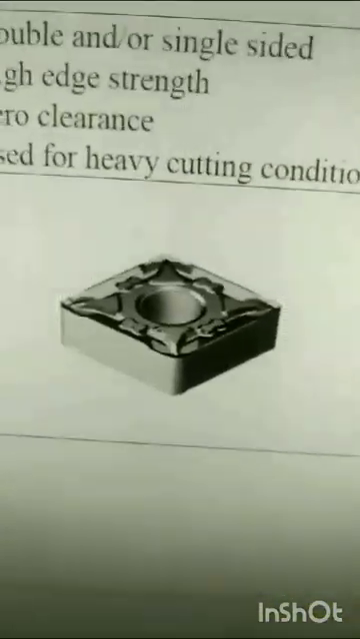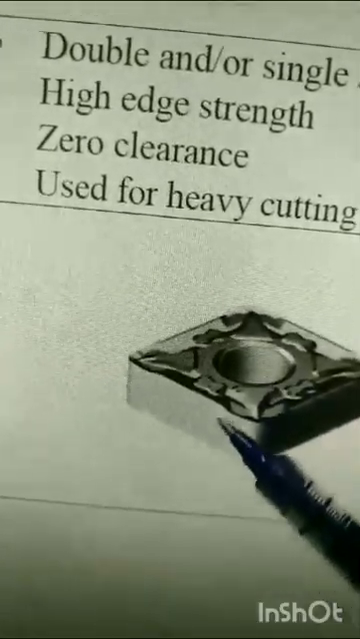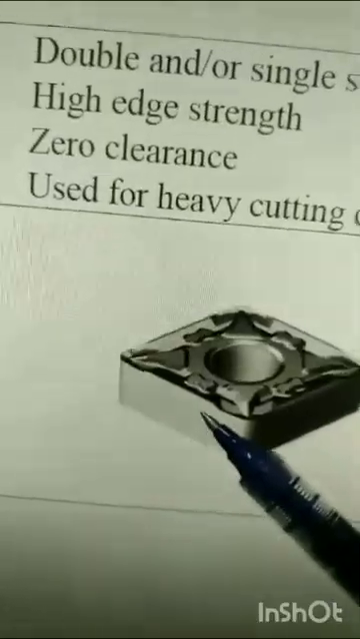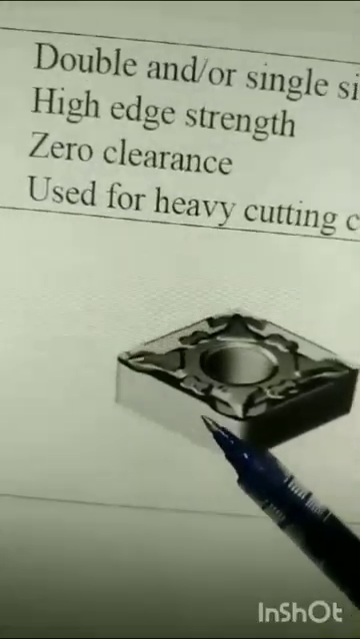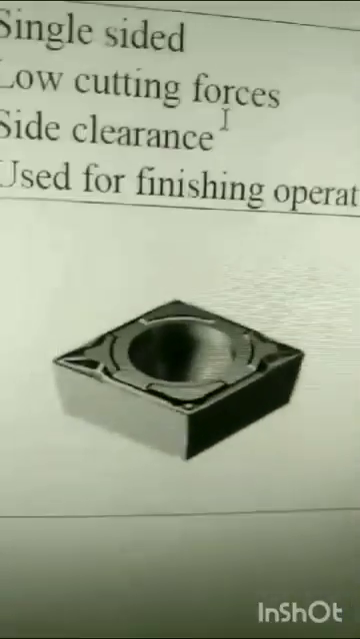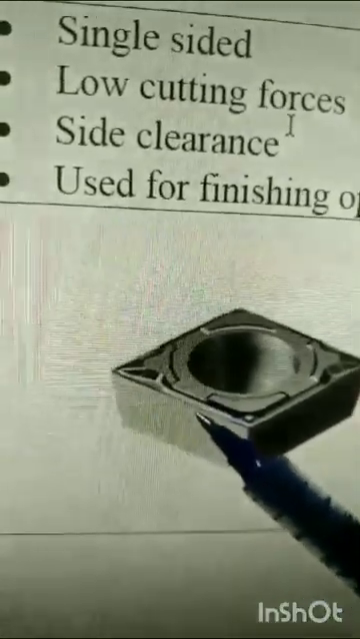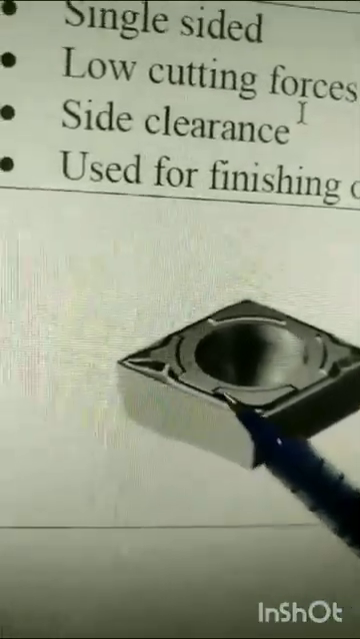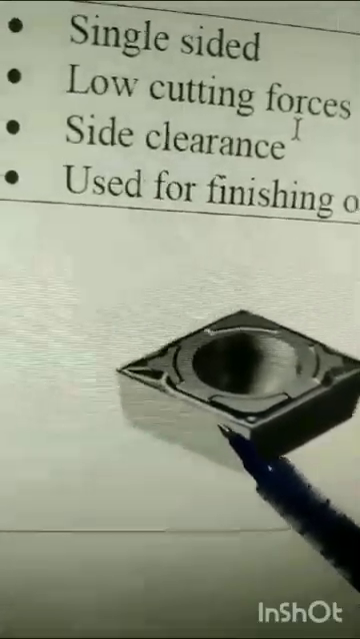Now we can see the 3D image of negative tool insert. Here we can see that the flank face is completely flat and it has an angle of 90 degree. So that is why there is no clearance, and clearance is 0 degree. Whereas in the case of positive tool insert, we can see that the flank face is inclined and it has a clearance angle of 7 degree.